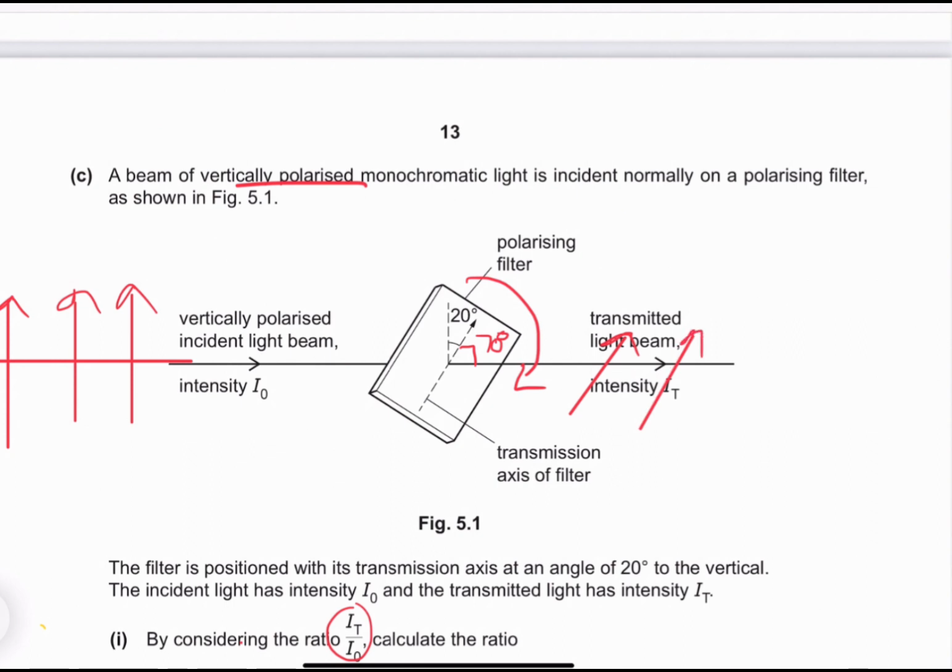We can continue doing this. We can rotate it again so that this angle to the horizontal is now, if it moves here, this was 90 degrees, so we can rotate it another 70 degrees in that direction.